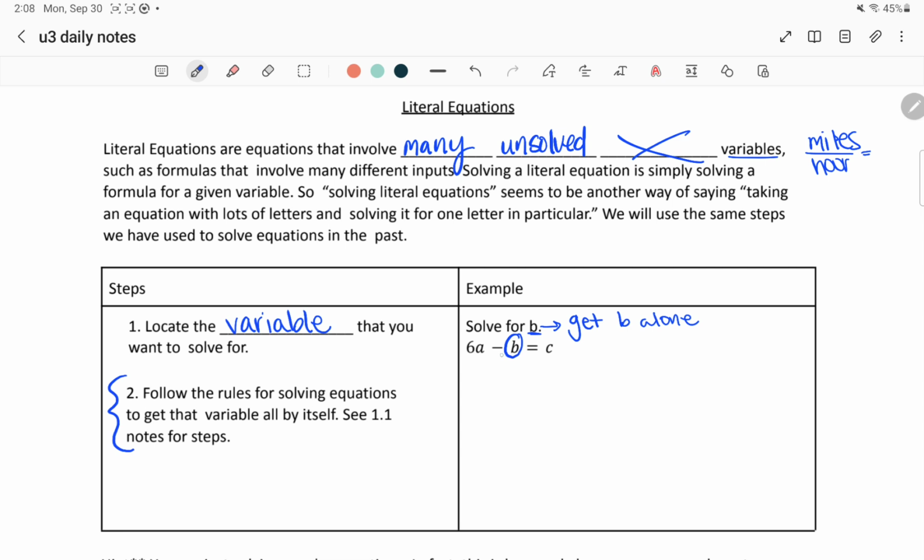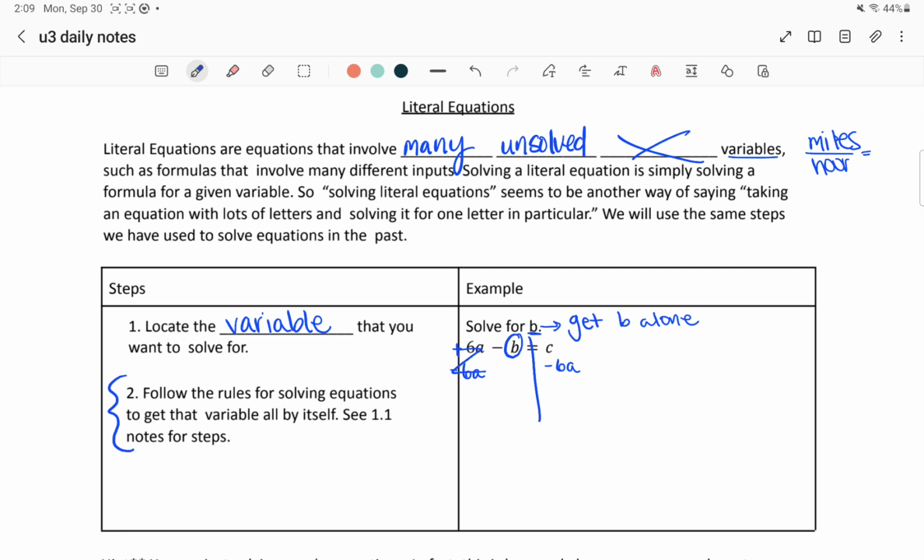So I see b has a negative attached to it and a 6a. So I need to move what's furthest away from the b away first. 6a is positive 6. So that means my inverse operation would be subtracting 6a. I'm going to subtract 6a from both sides. They cancel out over here. I don't need to know what a is. I just know it's going to go away because 6a minus 6a is going to be 0 no matter what a is.